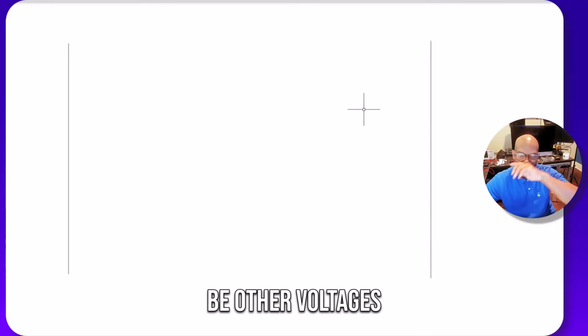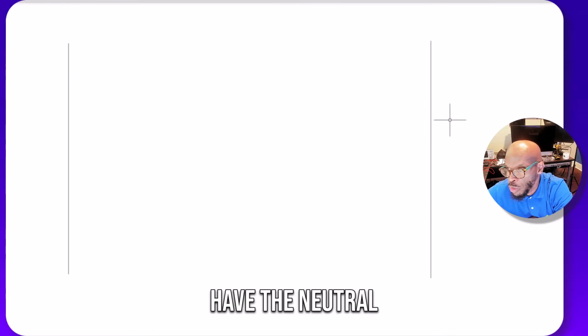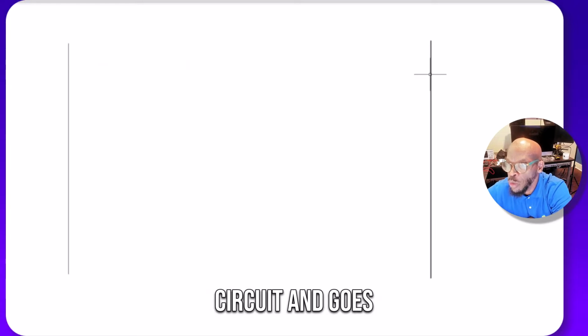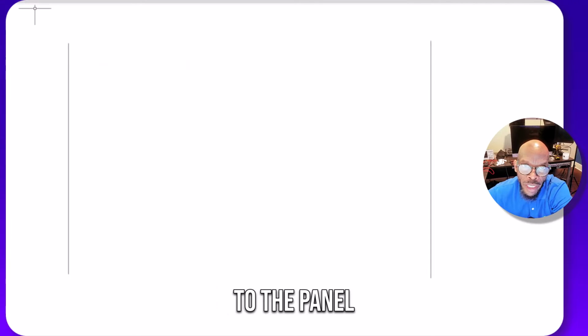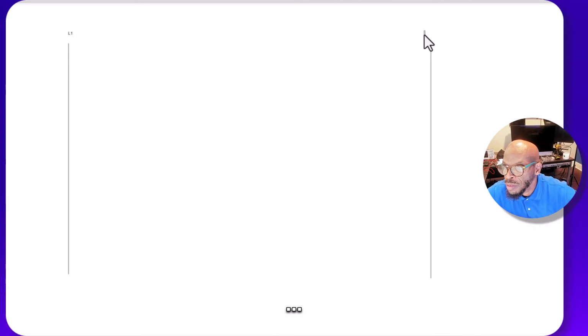but it can be other voltages, it just depends on the type of control circuit. You have your hot wire, which is L1, and then you have your neutral wire, which is L2. So the power, the electricity comes in on L1, goes through the circuit, and goes back on L2 and goes back to the panel. Let's draw your text. Okay, this is L1. Okay, and then this is L2.